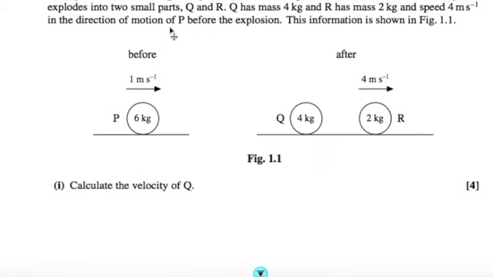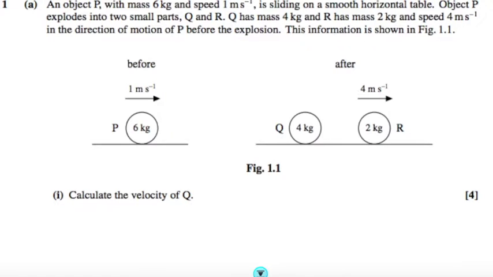Okay, so question 1. An object P of mass 6 kilograms and speed 1 meter per second is sliding along a smooth horizontal table. Object P explodes into two smaller parts, Q and R. Q has mass 4 kilograms, R mass 2, and R has speed 4 in the direction of the motion of P before the explosion. Calculate the velocity of Q.